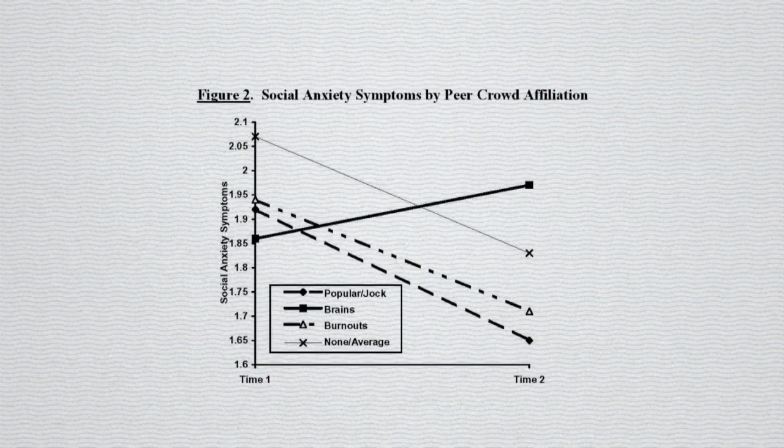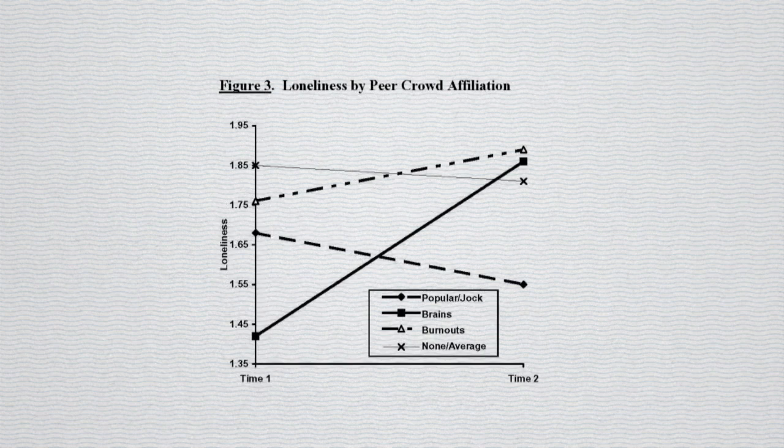Here's some similar information when looking at social anxiety. You can see that from young ages to older ages, for the majority of kids, their social anxiety went down over that 6-year period. But the brains, when they're in elementary school, had the lowest levels of social anxiety compared to anyone. And they were the only ones to show increases in social anxiety over that 6-year period from childhood to adolescence. Similarly, they also showed dramatic increases in their level of loneliness over the same period of time.